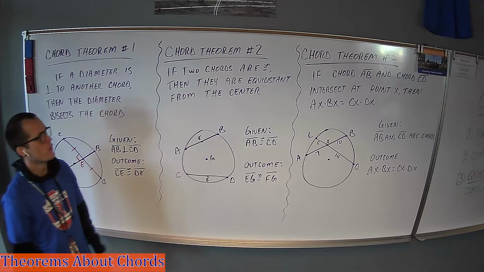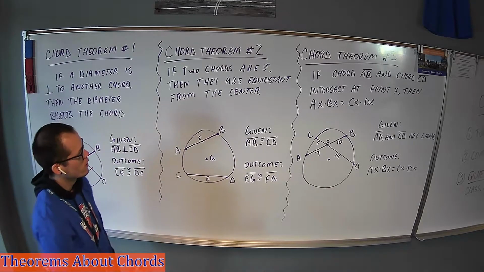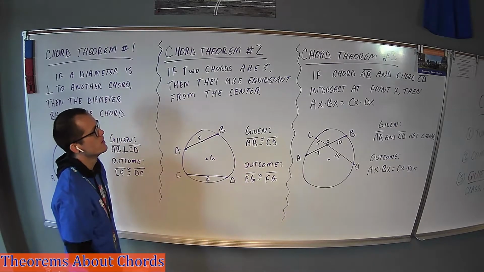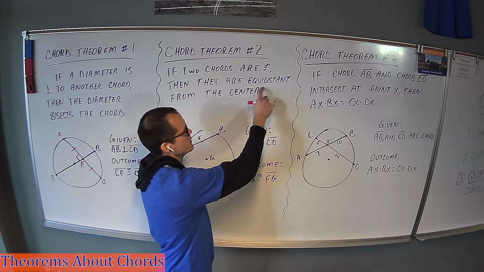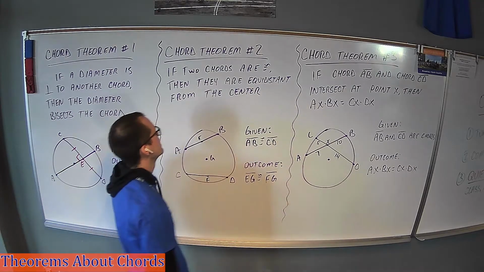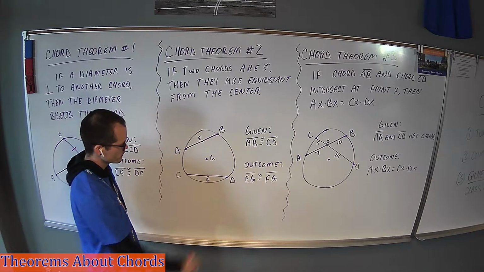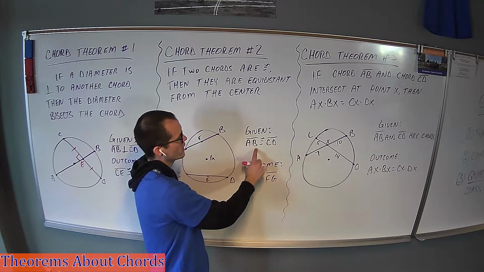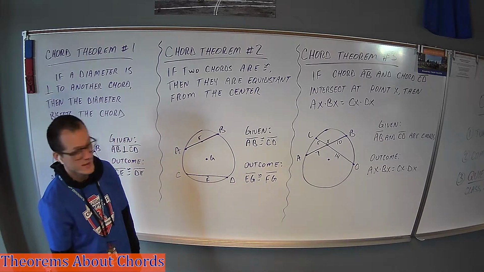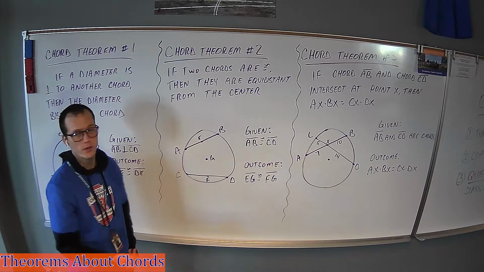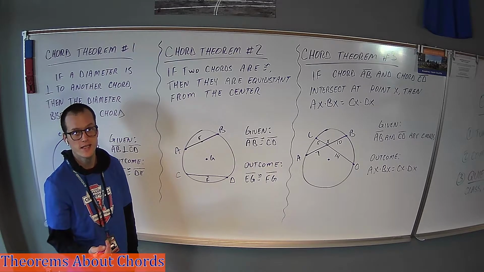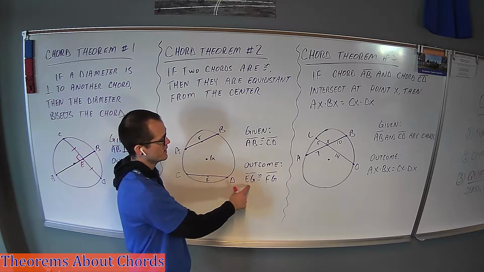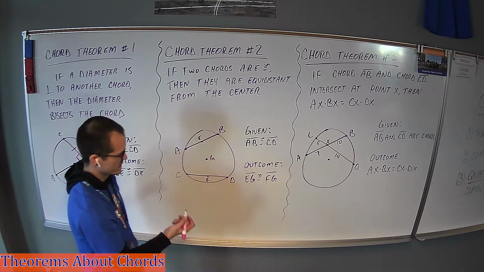Okay, chord theorem number 2. If two chords are congruent, then they are equidistant from the center. Lots of words here. Equidistant means the exact same distance, equal, distant, from the center of the circle. So for example, if we know that chord AB and chord CD have the exact same length, and in this case we don't know what the length is, we don't really care, we just know that they're the same, then the outcome of that is that this segment EG and FG are the exact same length.